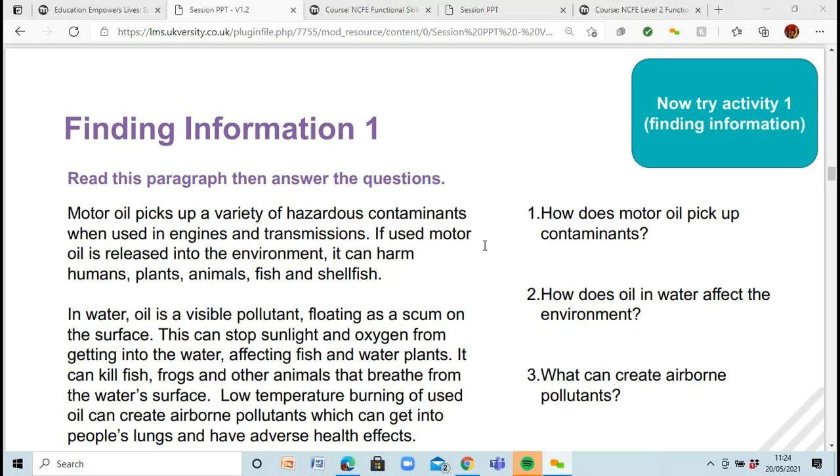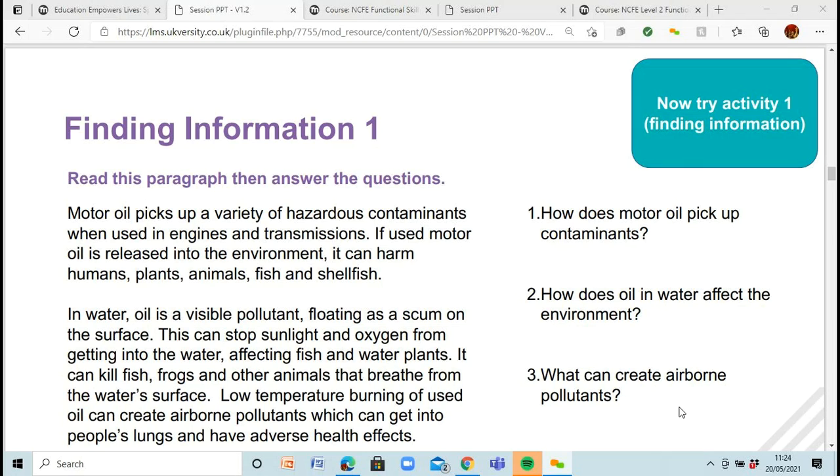Who does it affect? The fishes. Fish and water plants. Well done. So how does oil in water affect the environment? It stops sunlight and oxygen from getting into water, so it affects fish and water plants. And then you can also write, it can kill fish, frogs, and other animals.